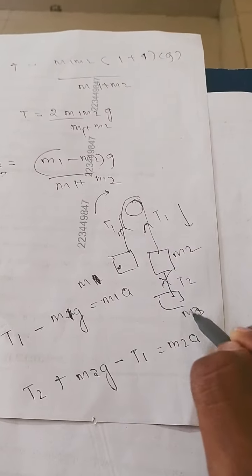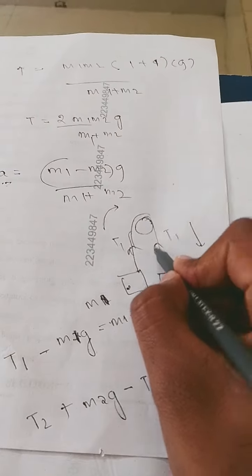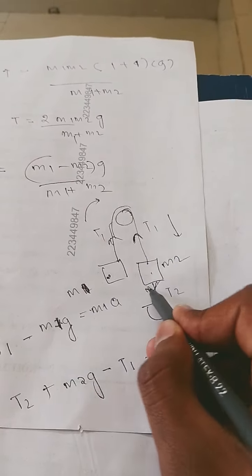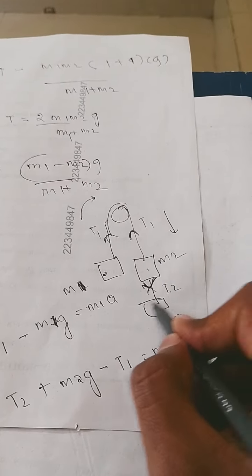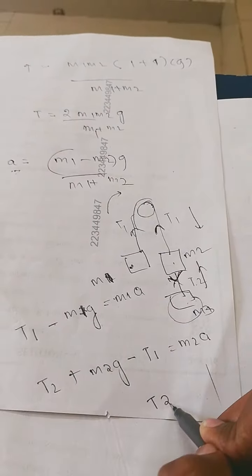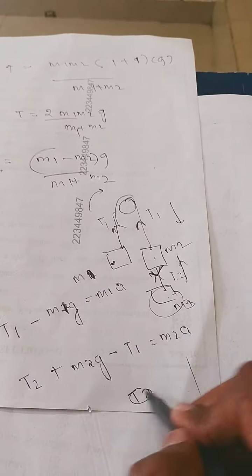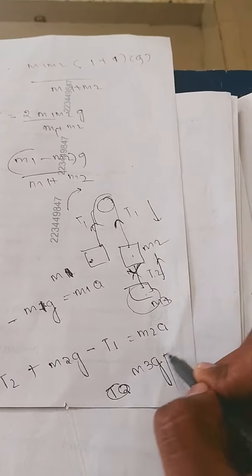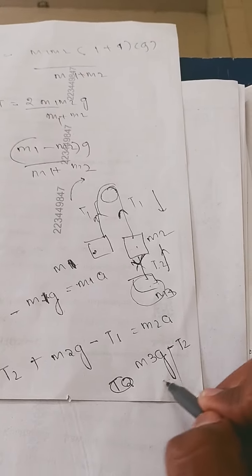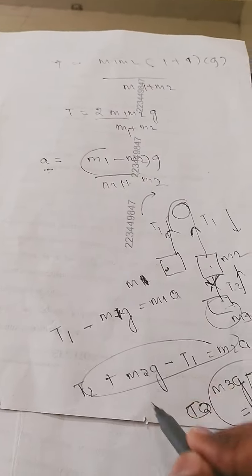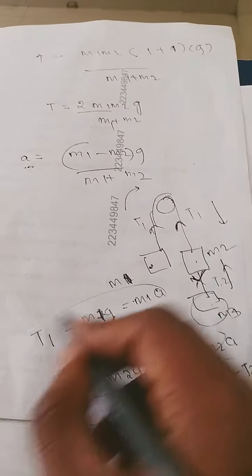For this scenario, the tension force always acts away from the body. With reference to this block, the tension is acting downward, but with reference to the m3 block, the tension is acting upward. So T2 is acting upward. As the body is moving downward, m3g is dominating, minus the upward force T2 is equal to m3a. Substituting these three equations, we can find the individual tensions, mass and acceleration.